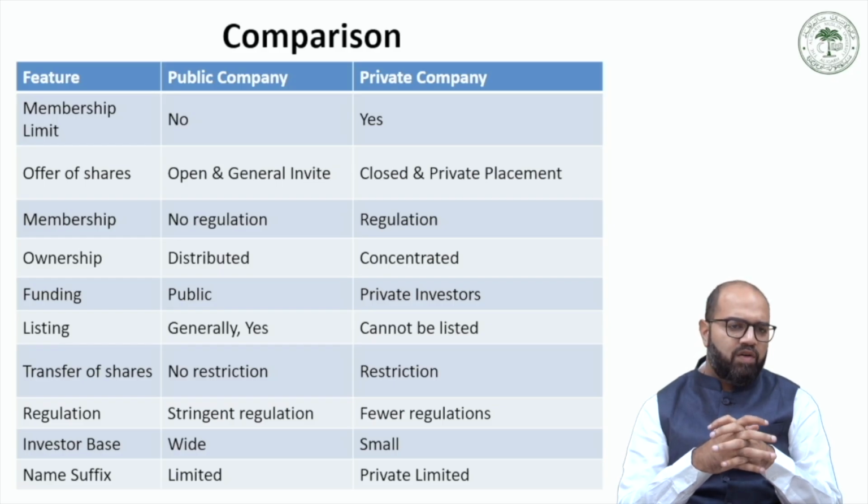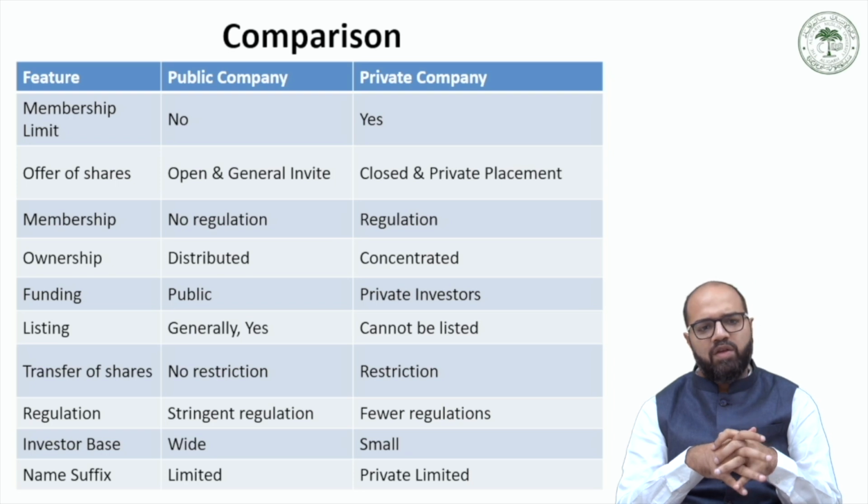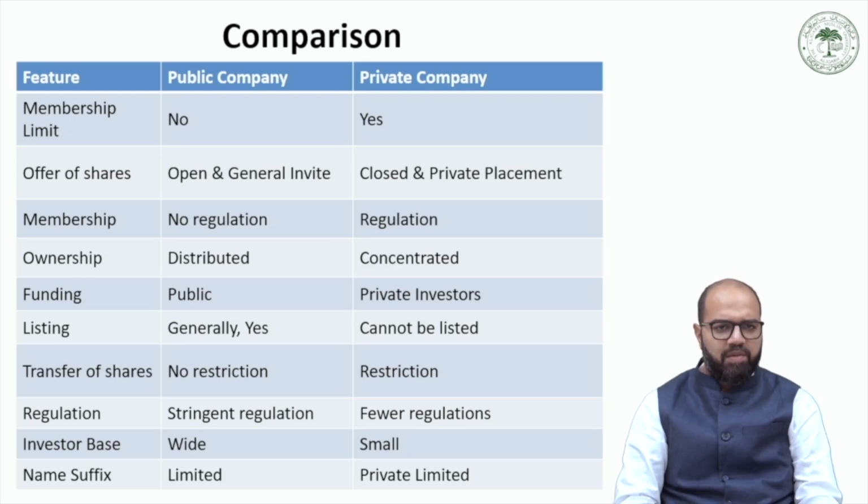Now, the aspect of name suffix I have already explained. In case of a public company, after the name of the company, you will find the word limited, and in case of a private company, you will find the word private limited. Now, with this, we end the comparison or points of differentiation between a public company and a private company.